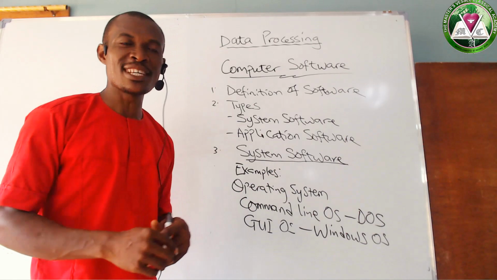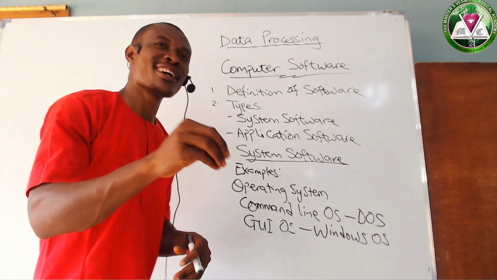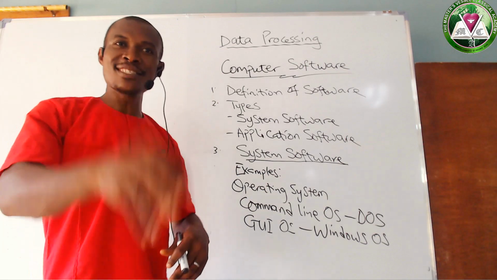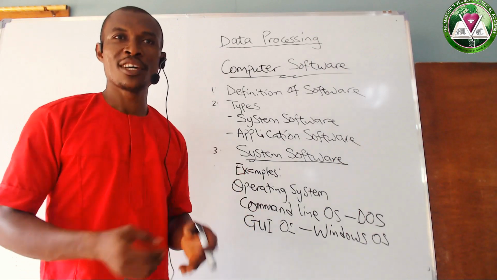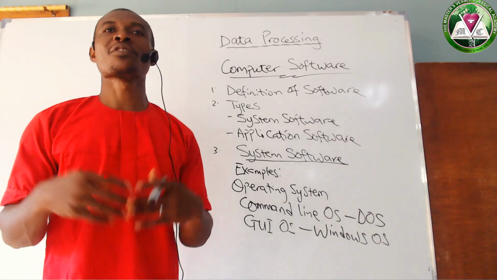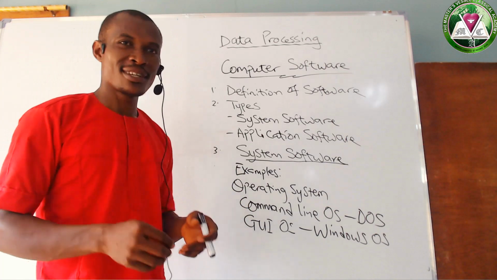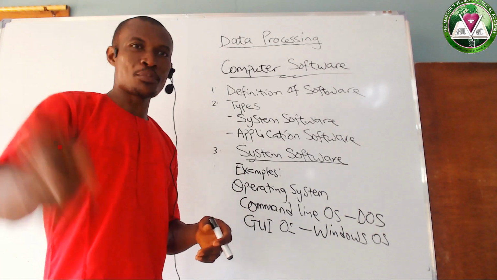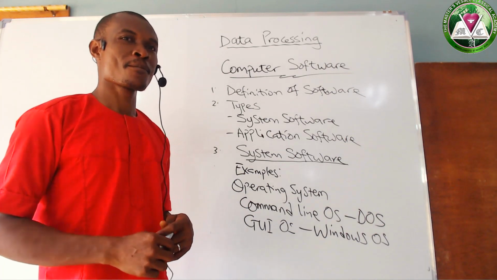Error detection is another function of the operating system. Sometimes when there is an error in the system, maybe there is a failure in disk or any other part of the computer, the operating system will give you a message telling you that there is a problem in this part of the computer system.